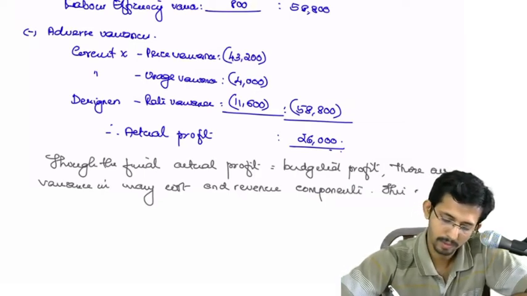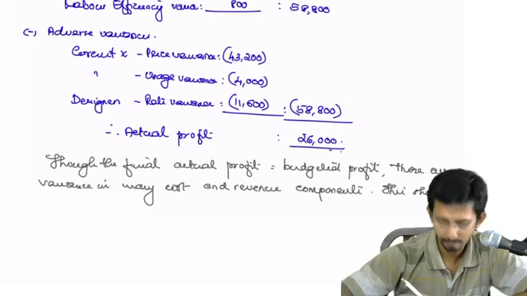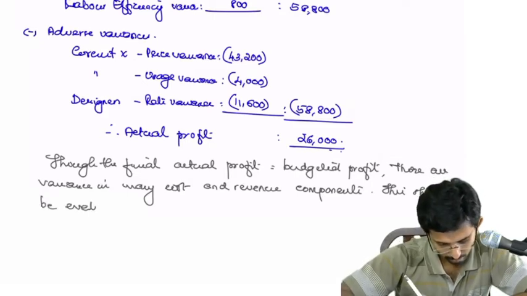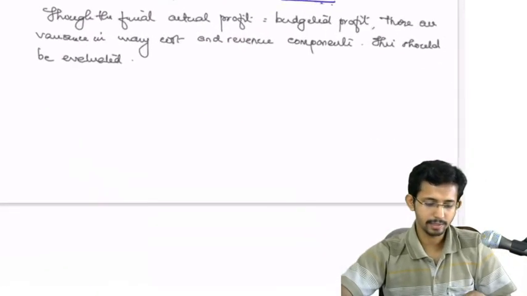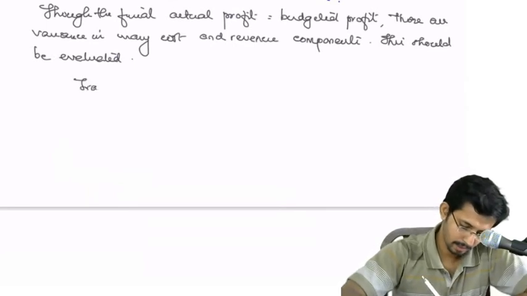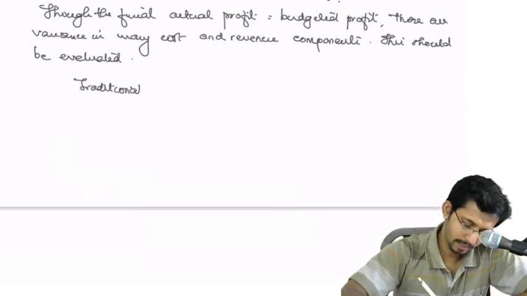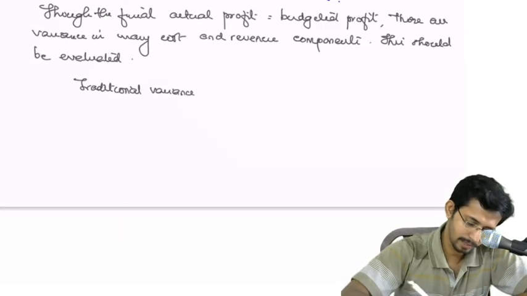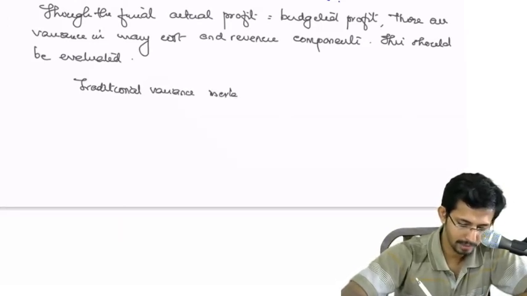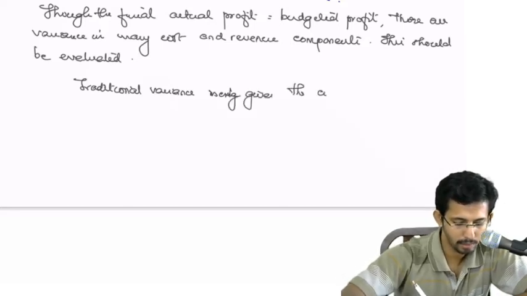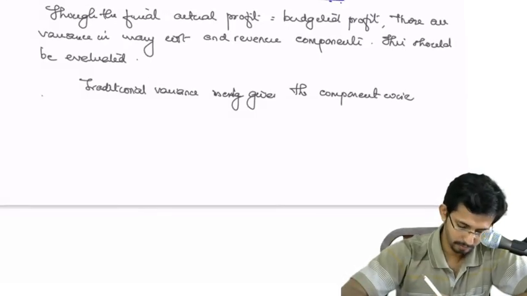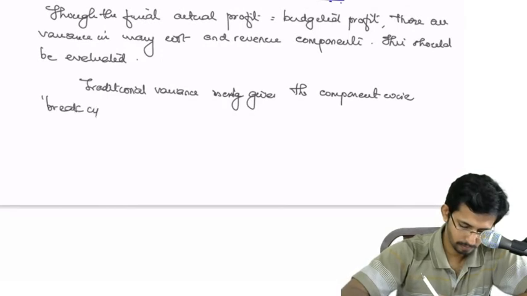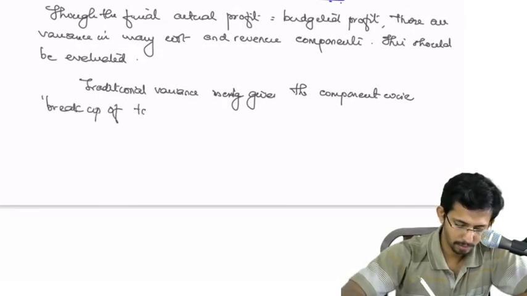This should be evaluated. Okay, traditional variance. Next, traditional variance merely gives the component wise breakup of total variance.